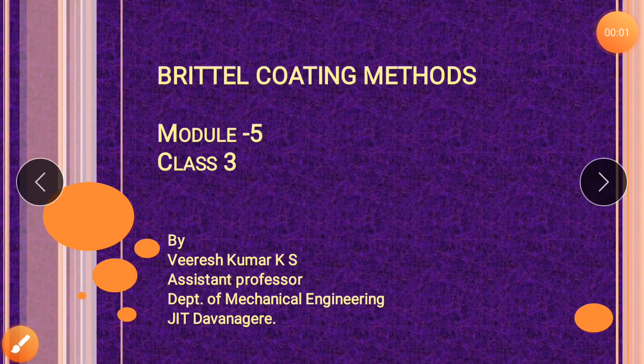Welcome students. Today we start with class 3 of the fifth module, brittle coating methods. In the last module we discussed a lot of things, such as different crack patterns and the methods to create the crack patterns in low stress regions and high stress regions. We have learned this in the last class.